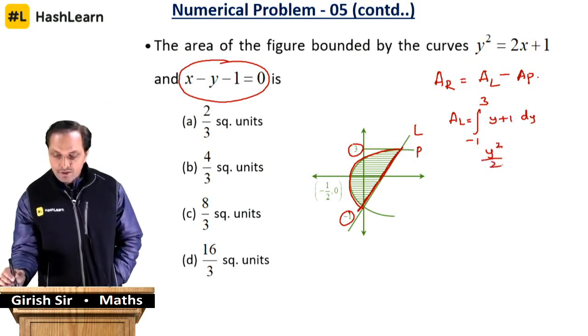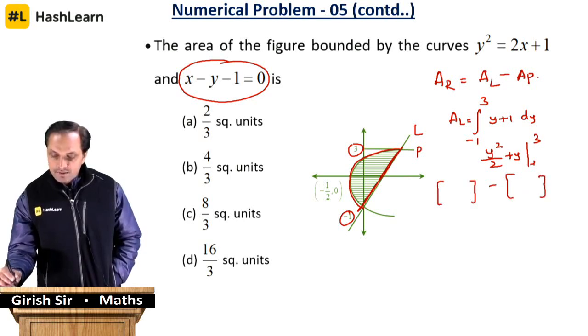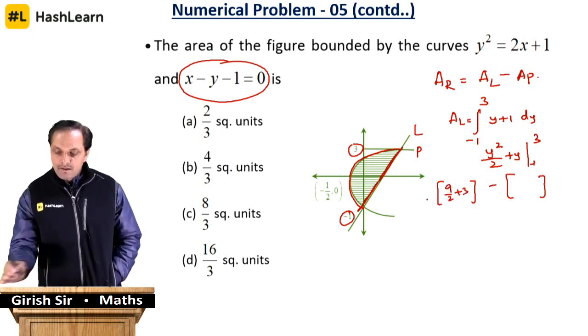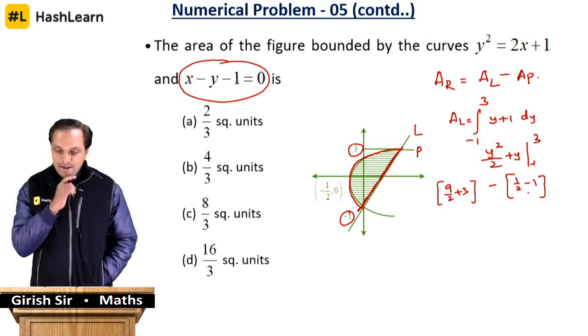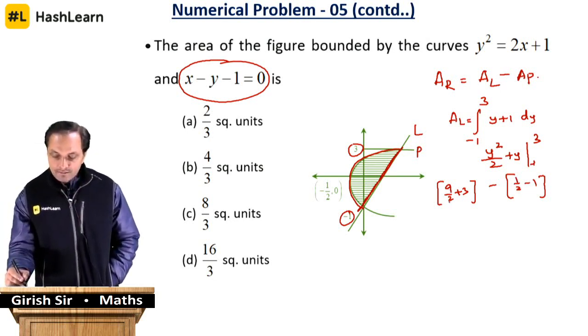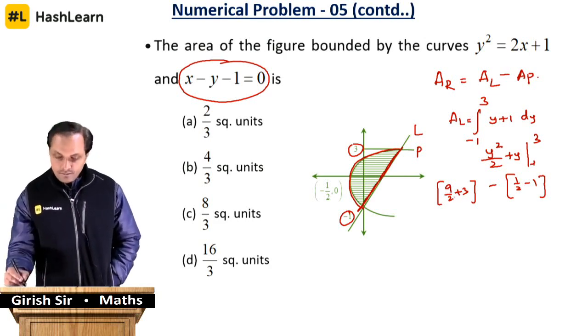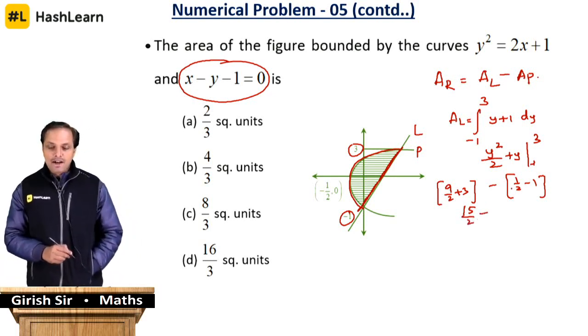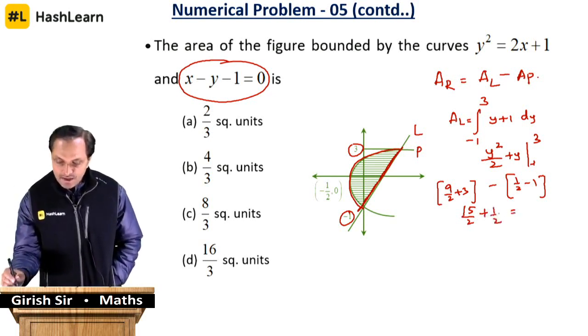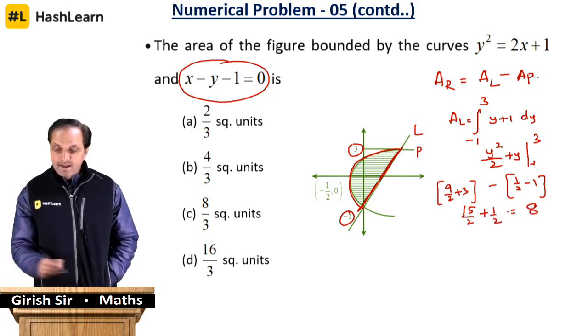Integrate: y square by 2 plus y, with upper and lower limits minus 1 to 3. When you put upper limit minus lower limit, what will that give you? This will give you 3 square is 9 by 2 plus 3. When you put the lower limit, you will have 1 by 2 minus 1. So that will give you the area. 9, 3 twos are 6, 9 plus 6 is 15 by 2, minus 1 by 2 minus 1, which is going to give you minus half, that will give you plus half. So 16 by 2 is nothing but 8 is that area.